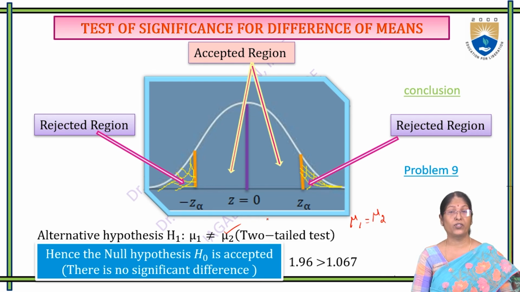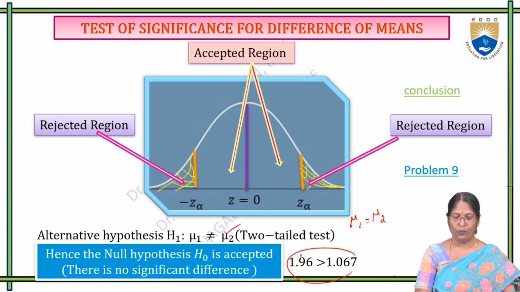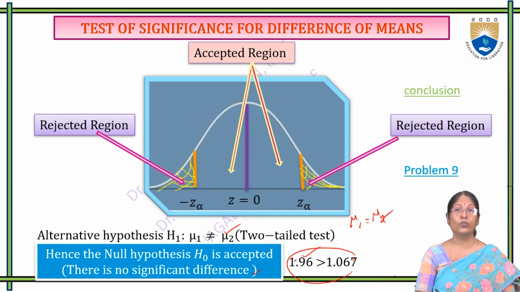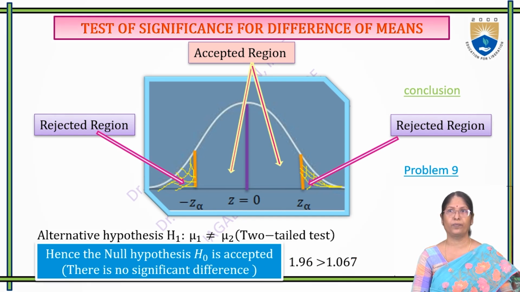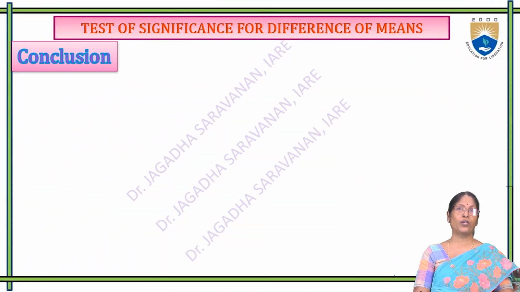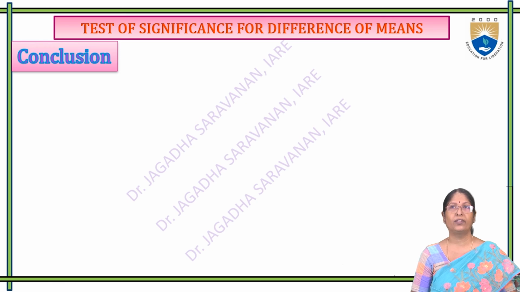We have taken the alternative as rejected in two-tailed, that is not equal. So we obtained that the tabulated value is more than the calculated value. The null hypothesis is accepted. Yes, there is no significant difference. Yes, we will come to a conclusion of this topic, test of significance for difference of means.